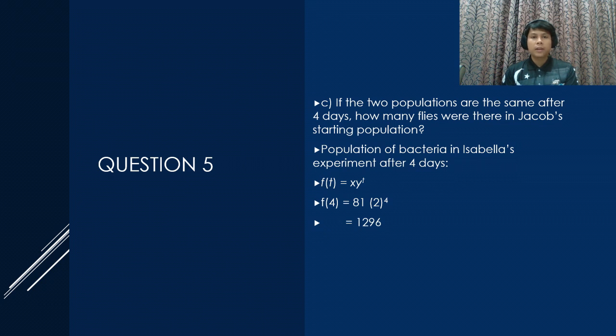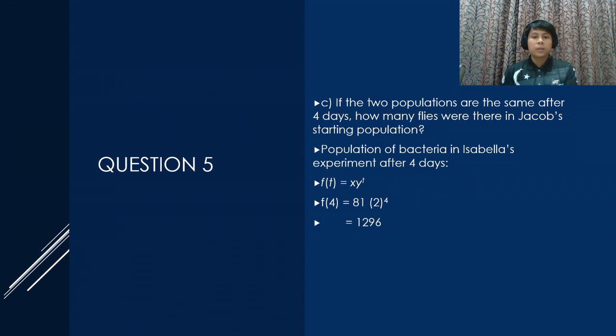Today I will present question 5C. The question is, if the two populations are the same after 4 days, how many flies were there in Jacob's starting population? First, to solve this question, we need to calculate the population of bacteria in Isabella's experiment after 4 days. By using the equation f(t) equals x y to the power of t, where x stands for Isabella's bacteria starting population, y stands for the bacterial population doubling, and t stands for days.